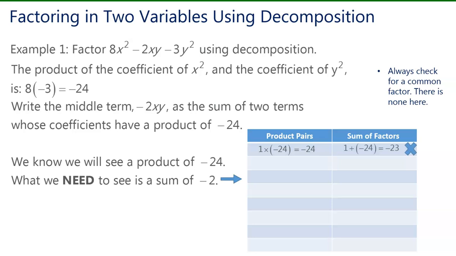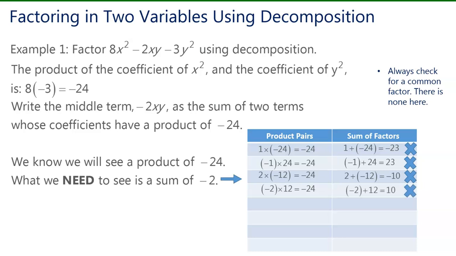1 and negative 24 give us a sum of negative 23. Negative 1 and 24 produces a sum of 23. 2, negative 12 produces a sum of negative 10. Negative 2 and positive 12 produces a sum of positive 10. But we're getting closer. 3 and negative 8 produces a sum of negative 5. Negative 3 and positive 8 produces a sum of positive 5. Still no good. We need negative 2.